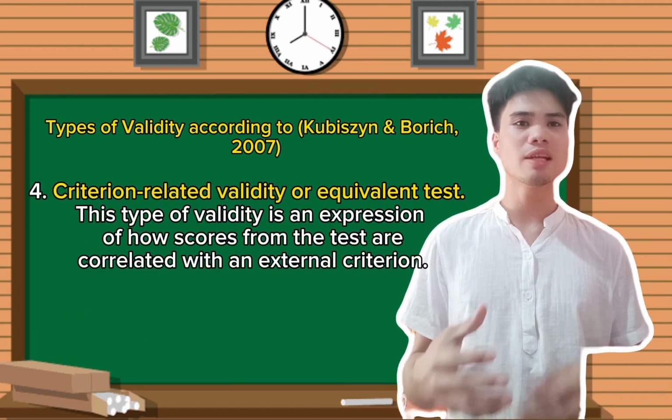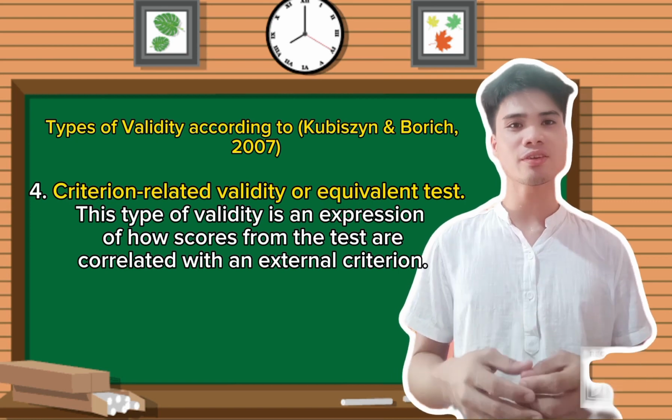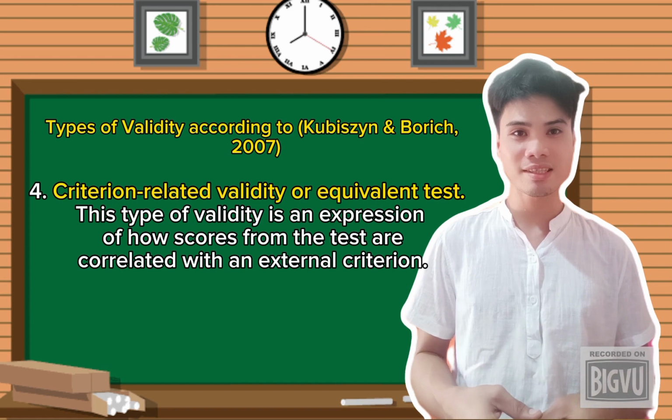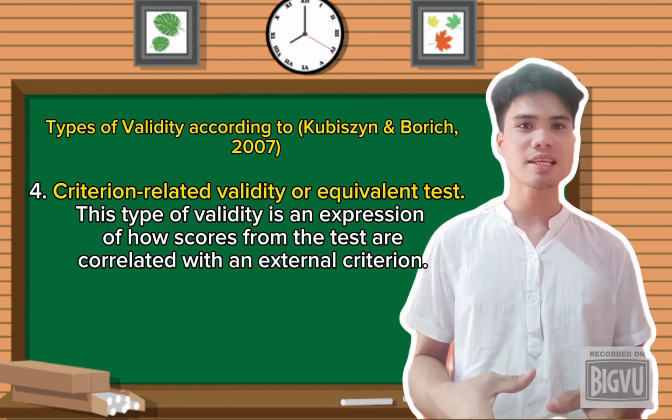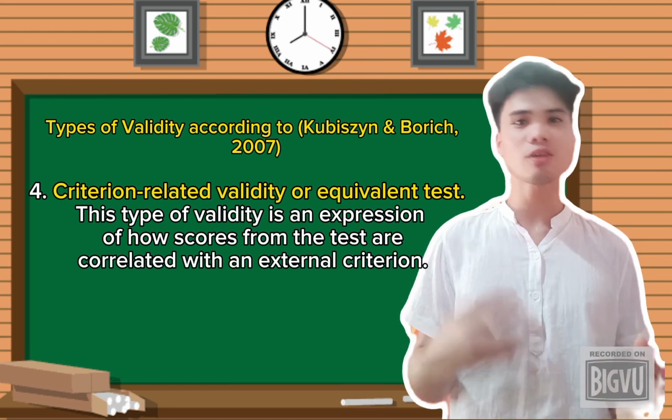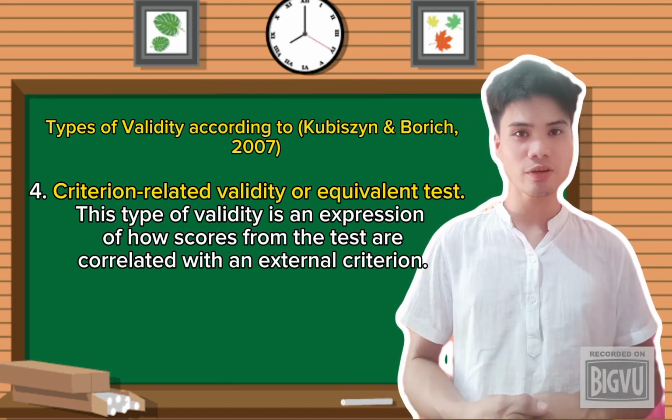So, the fourth type of validity is criterion related validity or the equivalent test. This type of validity is an expression of how scores from the test are correlated with an external criterion.